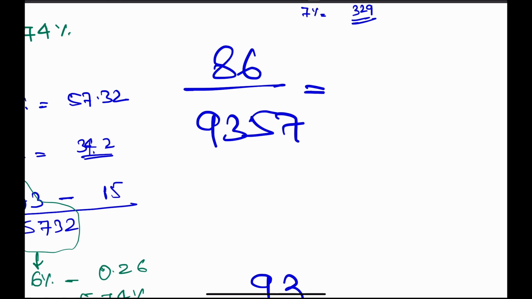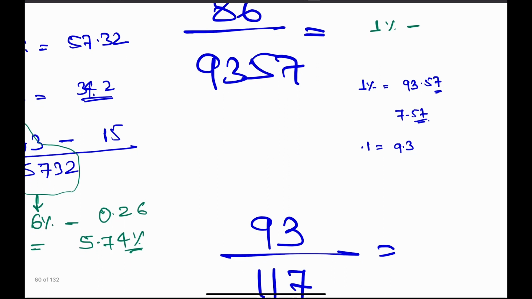In this one again, 1% is 93.57. How much more are we talking about here? 1% minus, because 1% is this much and we need only 86. So how much more do we have? 7.57%. Okay, 0.1% is again 9.3. So 7 will be more or less.